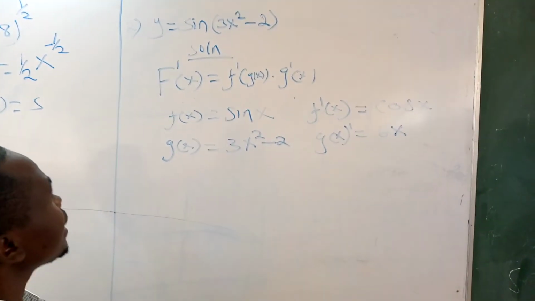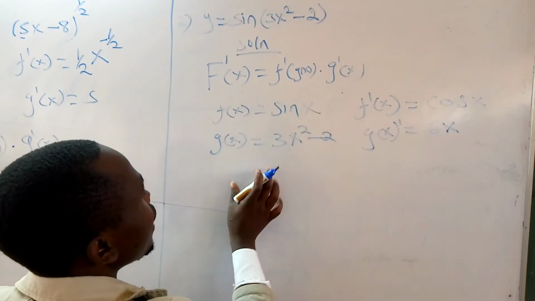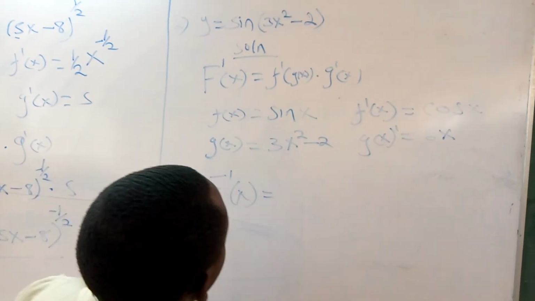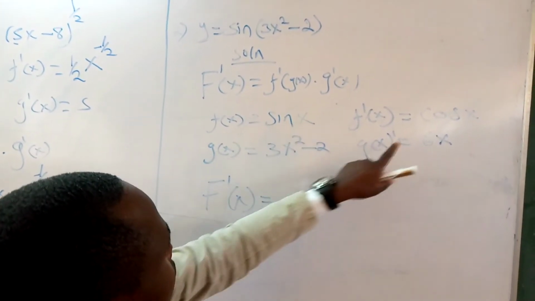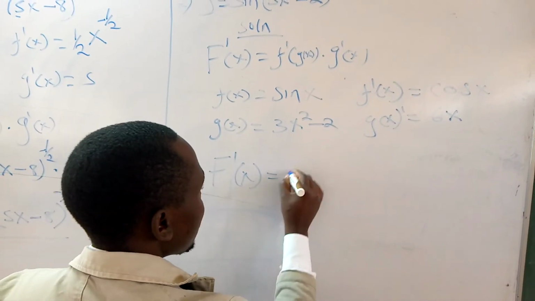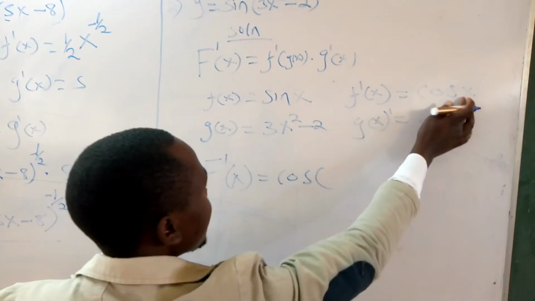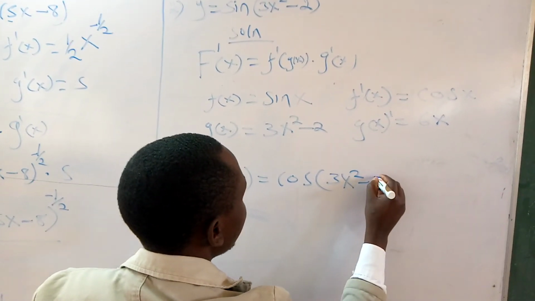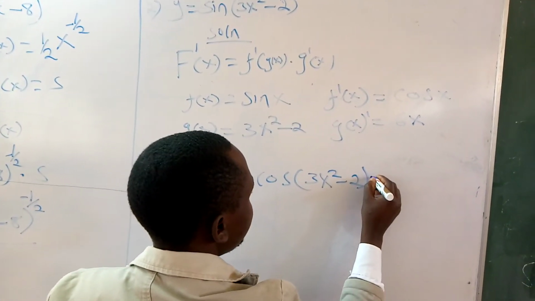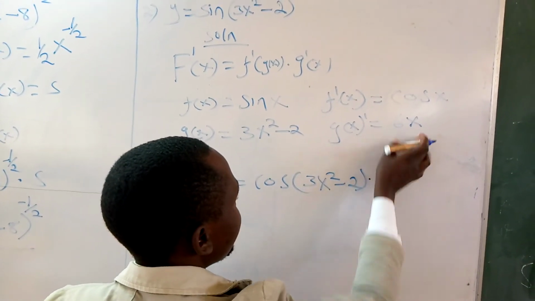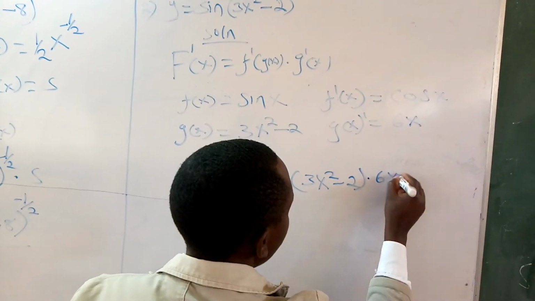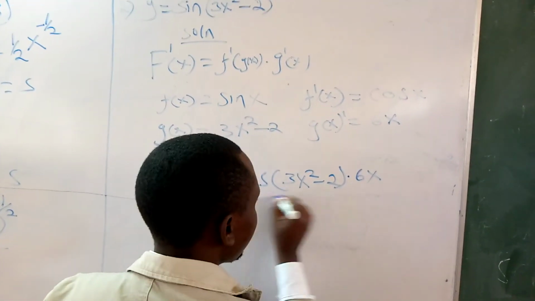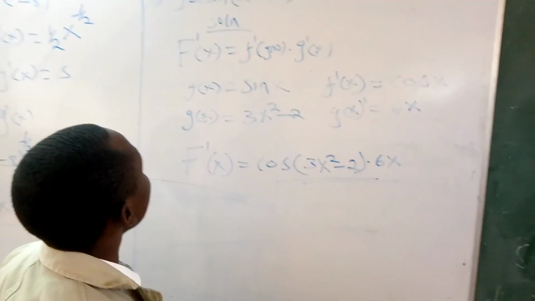Then, to use the chain rule and this formula, I substitute f prime of x, which is cos. In place of x, I substitute g, 3x squared minus 2, multiplied by g prime of x, which is 6x. This is the chain rule. I've solved it using the chain rule.